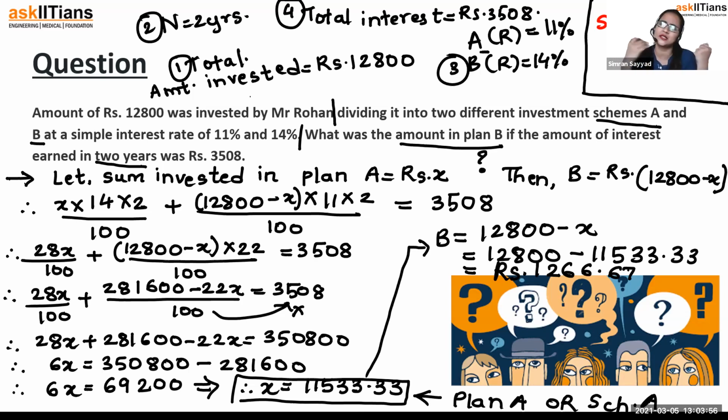We know the formula was the basic formula. Simply we have to add. Why did we add two formulas? Because he has invested that amount in two different schemes. Okay, I hope this question is clear to you. Yes. Okay. Great.